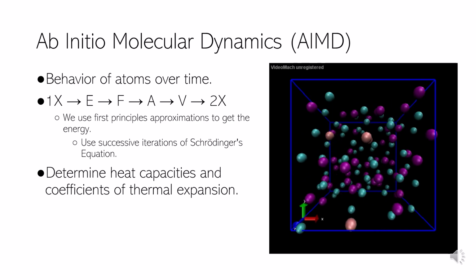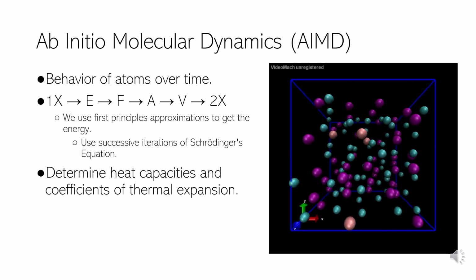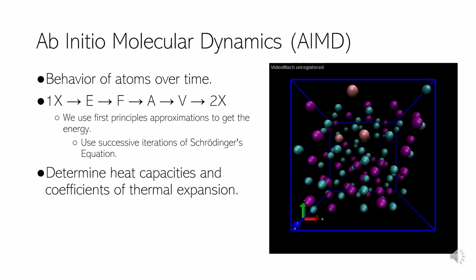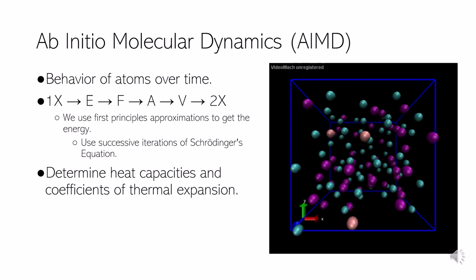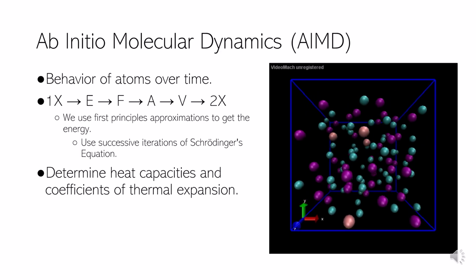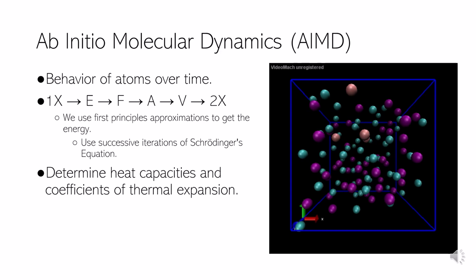Ab initio molecular dynamics is a specific computational chemistry method that we use. AIMD allows us to simulate how atoms behave over time based on quantum mechanics. Here is how it works.